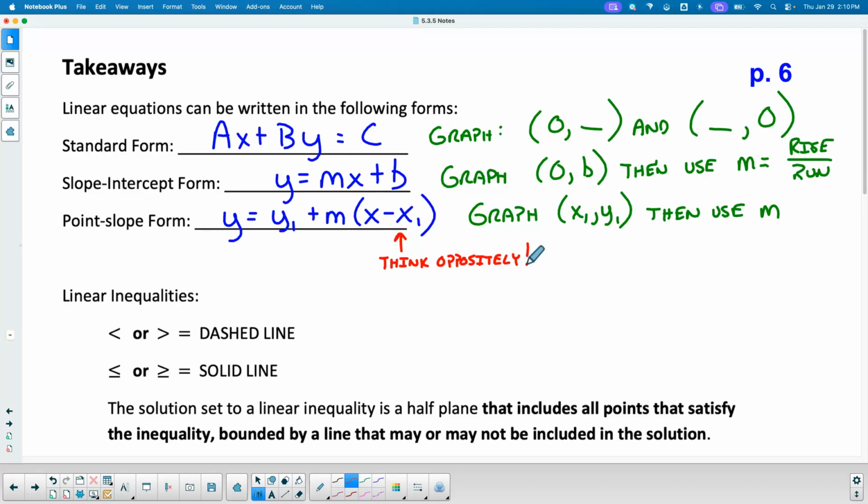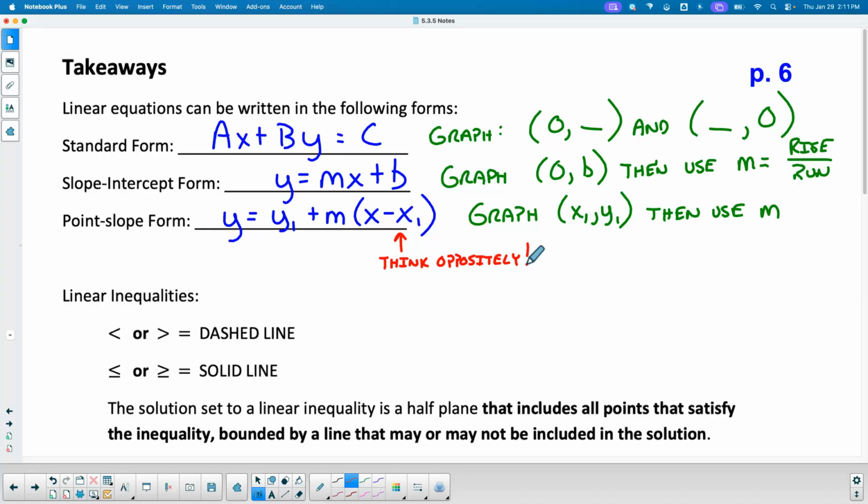Okay? So if it looks like x minus 4 in that parentheses, the x part of your point is positive 4. We think oppositely there. We'll do a problem like that here momentarily. Okay? But I wanted to show that to you right now.